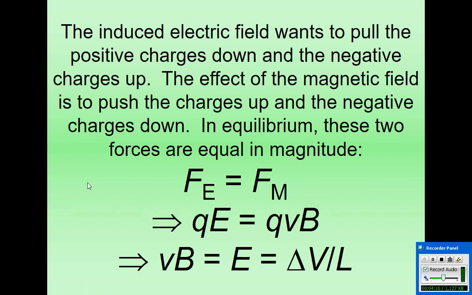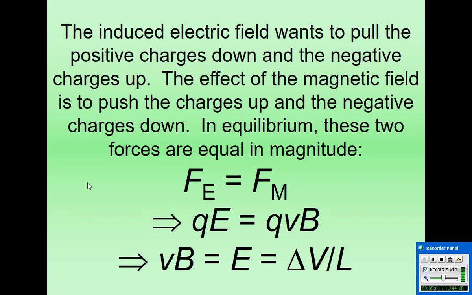The charges are pushed apart from each other by the magnetic force. But keep in mind that from an electrical point of view, the positive charges and the negative charges attract each other. So the magnetic force is trying to push the charges apart, whereas the electric force is trying to pull them together. At a particular speed, there will be an equilibrium in which the electrical force and the magnetic force are exactly equal to each other. The electrical force for a single charge goes as qE. The magnetic force for a single charge goes as qvB, where we assume theta is 90 degrees.